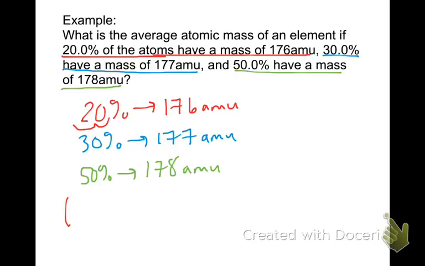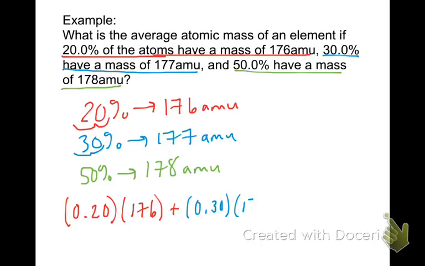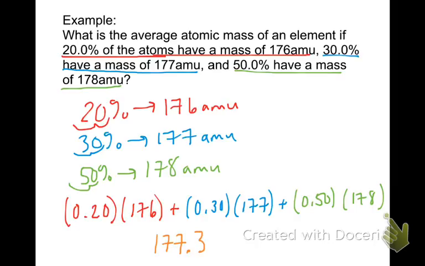we're going to move the decimal 2 places to the left. So we're going to get 0.20 times 176 plus our 30%, which will move to 0.30 times 177 plus our 50%, that becomes 0.5, so 0.5 times 178, and we just do all of that math and simply add them together, and you will get your final answer of 177.3 AMU.